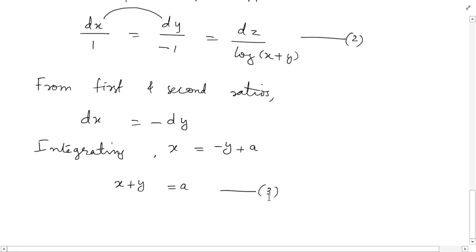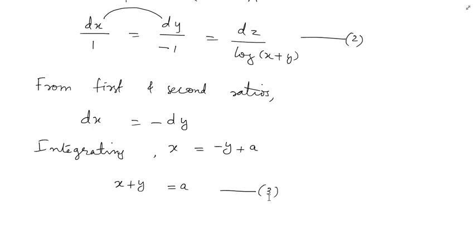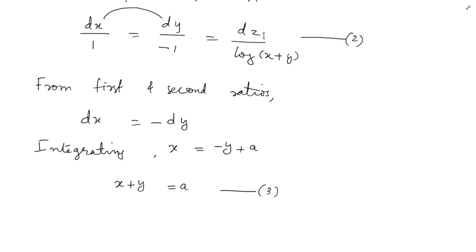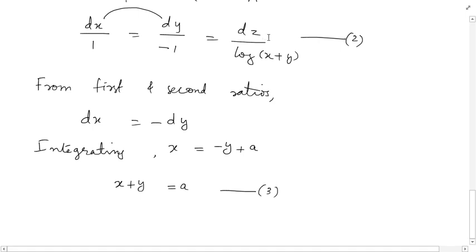Now then we have to find out one more solution. So now here you see, if you are taking first and third, you cannot integrate, and if you are taking second and third also, you cannot integrate. And if you are going for any other equivalent ratio like dx minus dy and dx plus dy, then also it is not possible here. So in such cases, we can use another method, another rule.